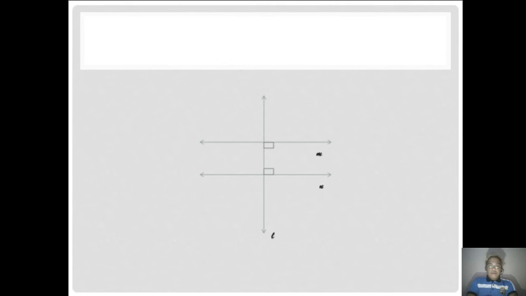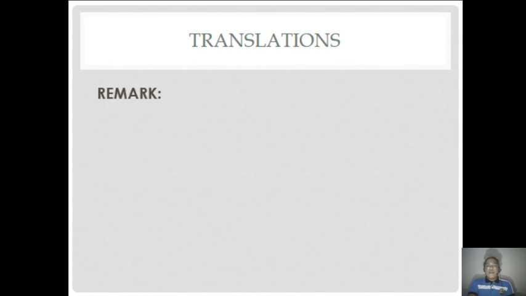Now we have here the vertical line L, with horizontal lines M and N, which are both perpendicular to line L. This basically means that line M can be a translation of N, and also N can be a translation of M along line L. Basically, it moves the line from a certain direction to another direction. That is just a translation.